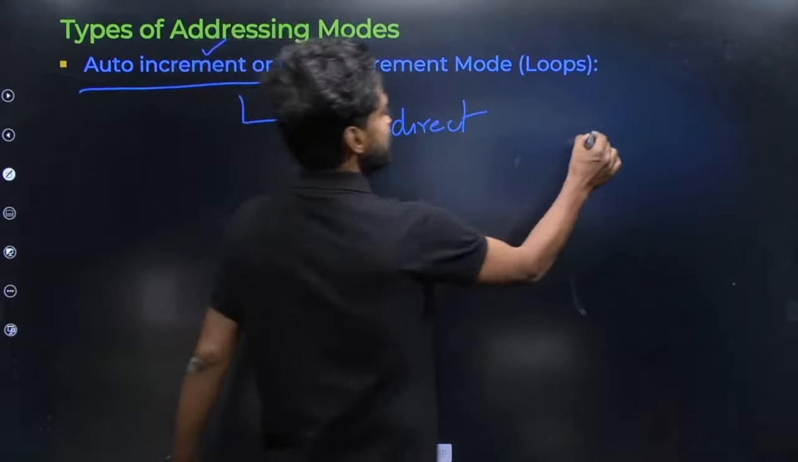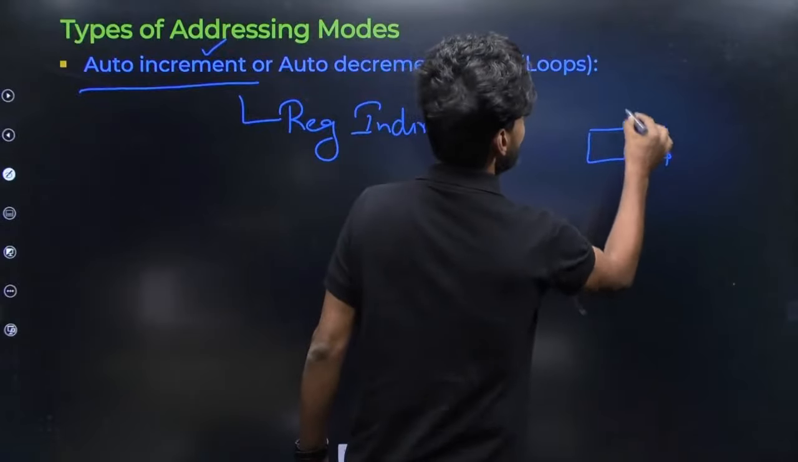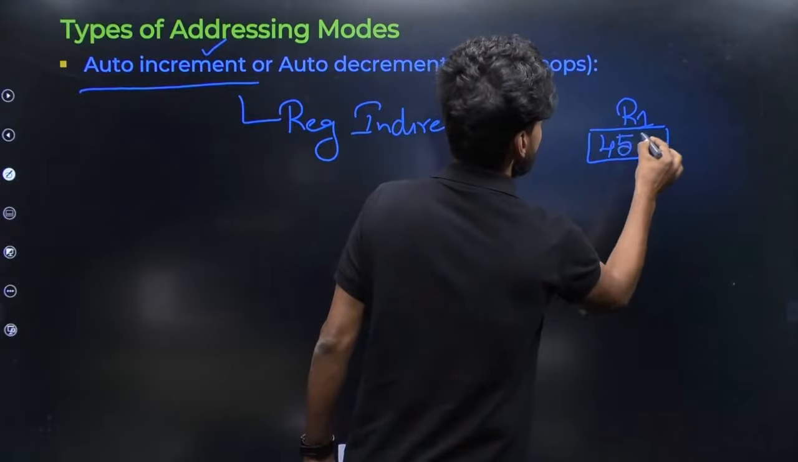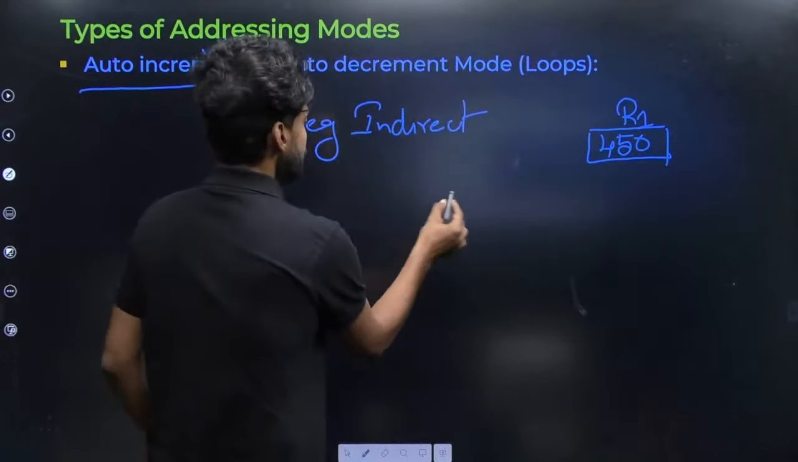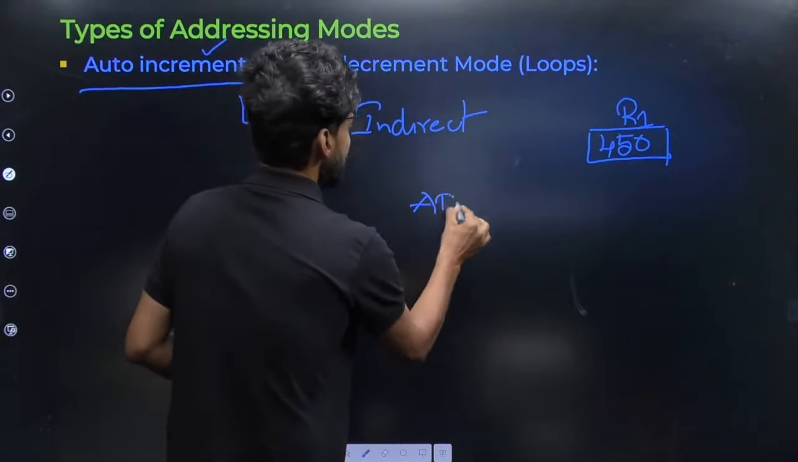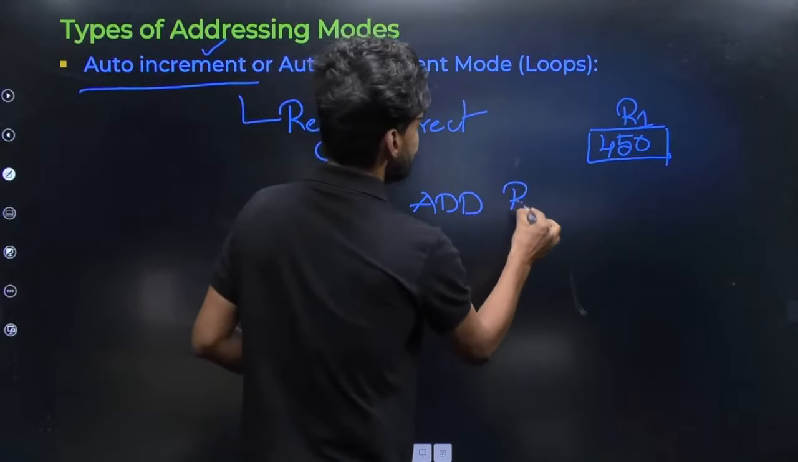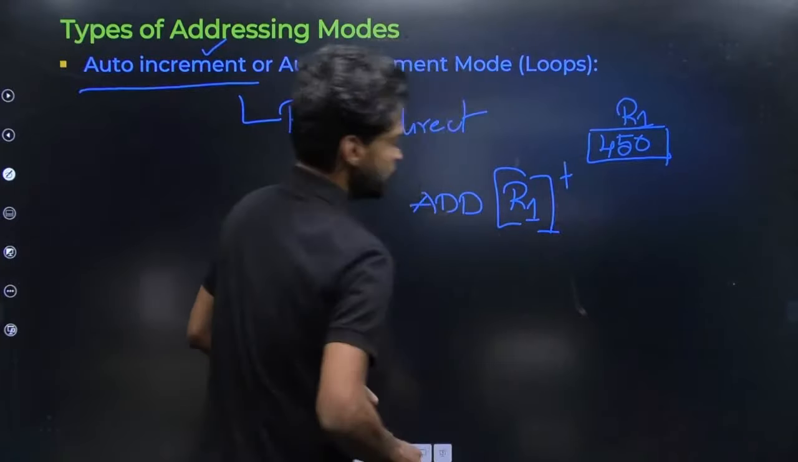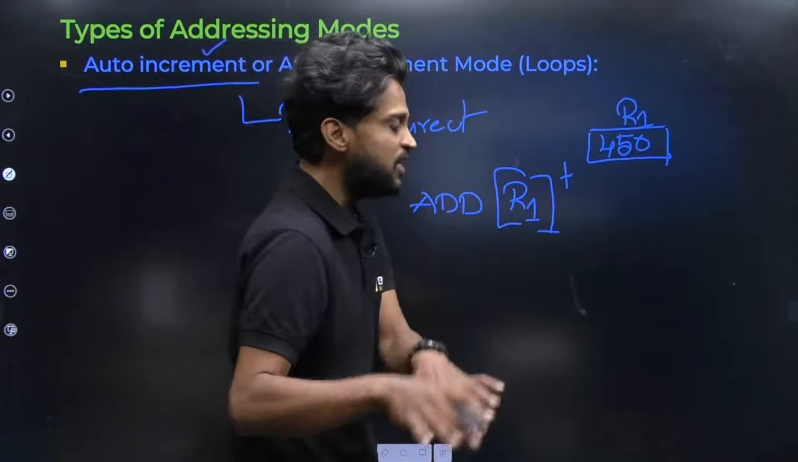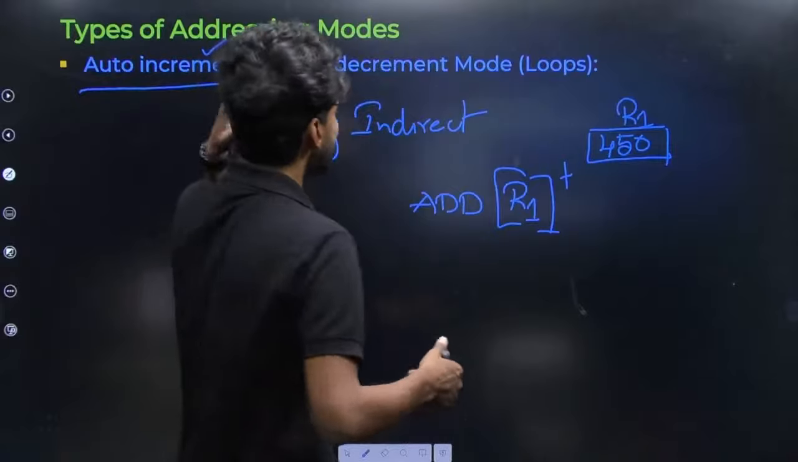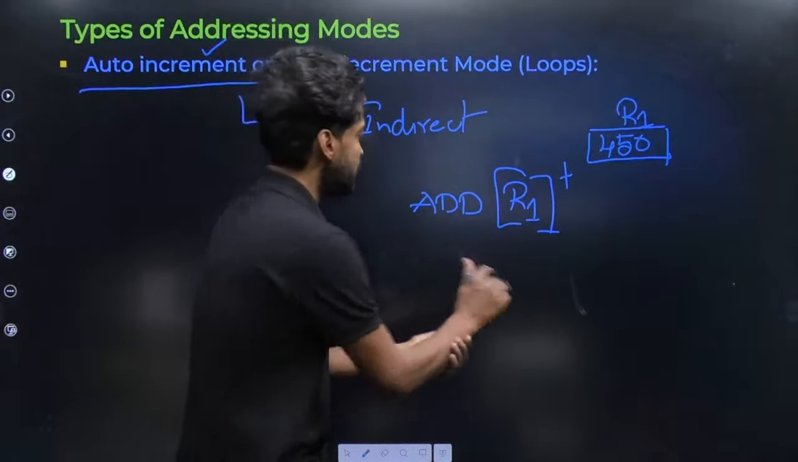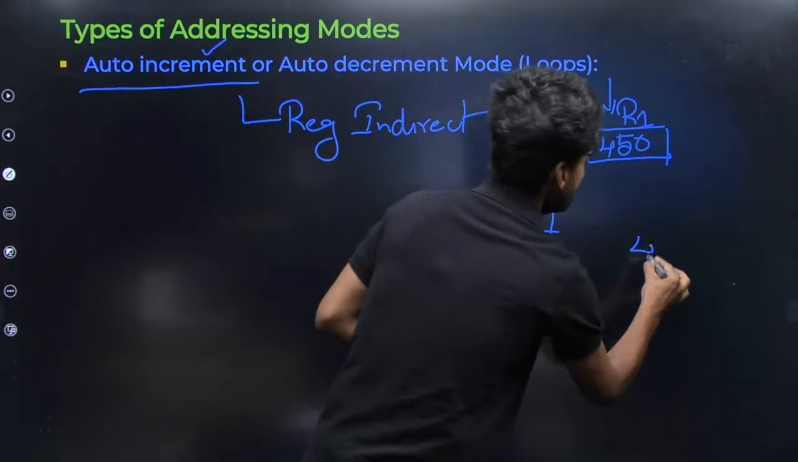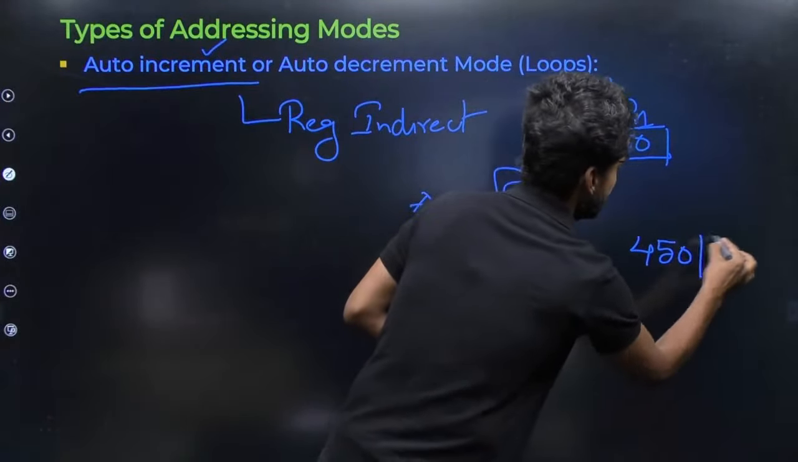Let us understand. There is a processor's register R1, and let us say the contents of R1 is equal to 450. Now, the instruction is add R1, which is said to be in auto increment addressing mode. In the auto increment addressing mode, what did I tell you? The operation will be pretty similar to register indirect. That is, we need to go to R1, take this memory address, go to that memory address, get the content.